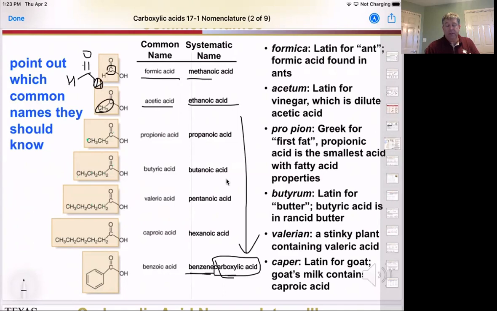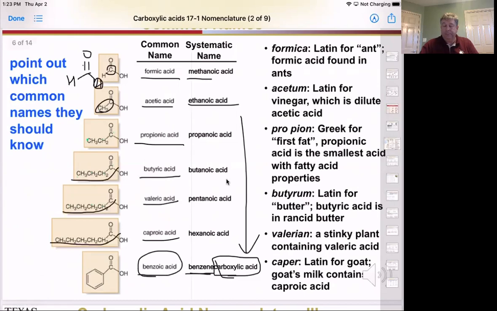So then this is fairly similar, propionic acid. This right here, it starts with a B, but it's butyric acid. And this gets its name from this odd smell in the rancid butter. Then we have valeric acid. This is a common one with the 5 carbons in the chain. With 6 carbons in the chain, we get up to caproic acid. And with benzene, we call this benzoic acid as the common name.